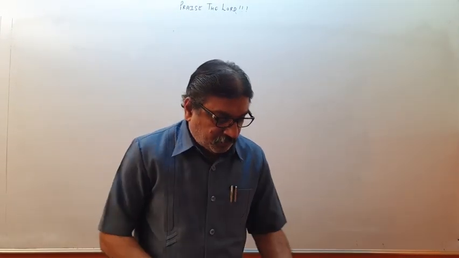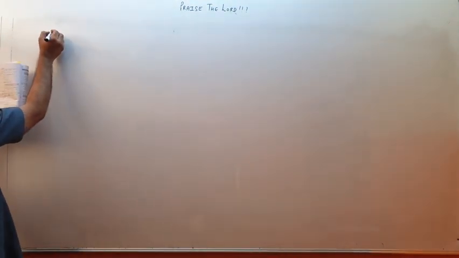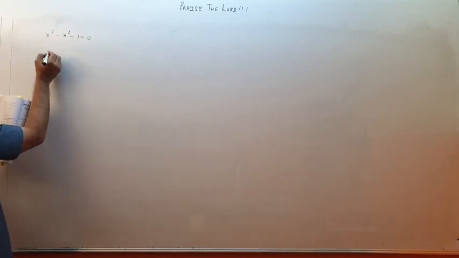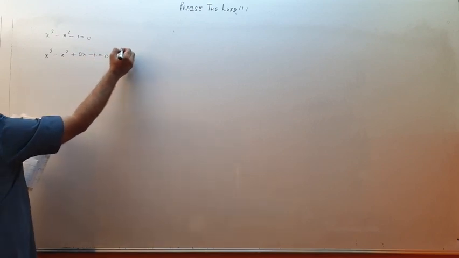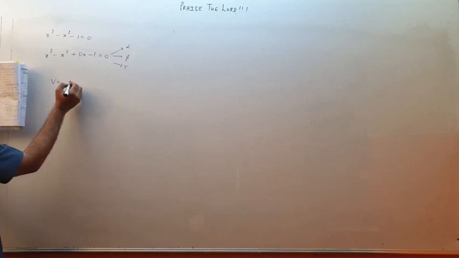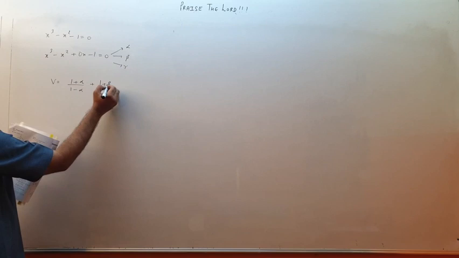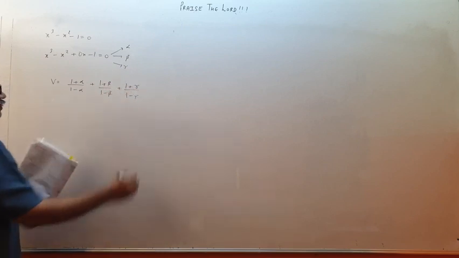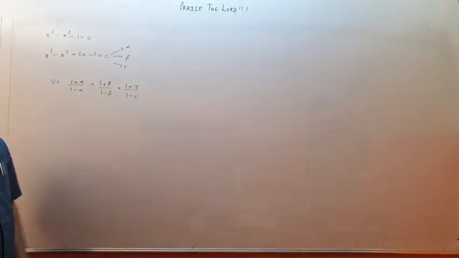One more is there. Supposing the equation given to me is x cube minus x square minus 1 equal to 0. So write it properly, x cube minus x square plus 0x minus 1 equal to 0. Its roots are alpha, beta, gamma. We have to get the value of (1 plus alpha)/(1 minus alpha) plus (1 plus beta)/(1 minus beta) plus (1 plus gamma)/(1 minus gamma). Children, again if you want to take LCM and expand, it will become very tedious.